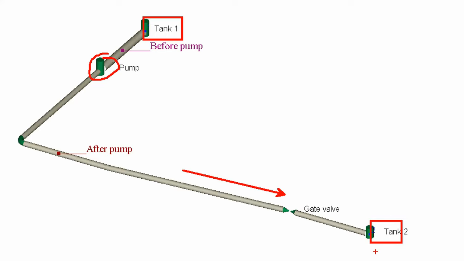The pump is turned on, the gate valve is open. But first of all, we have no check valve in here. There is no check valve after the pump. And secondly, we're gonna turn off our pump, and we're gonna find out what will happen with the fluid in this pipeline if we turn off this pump.